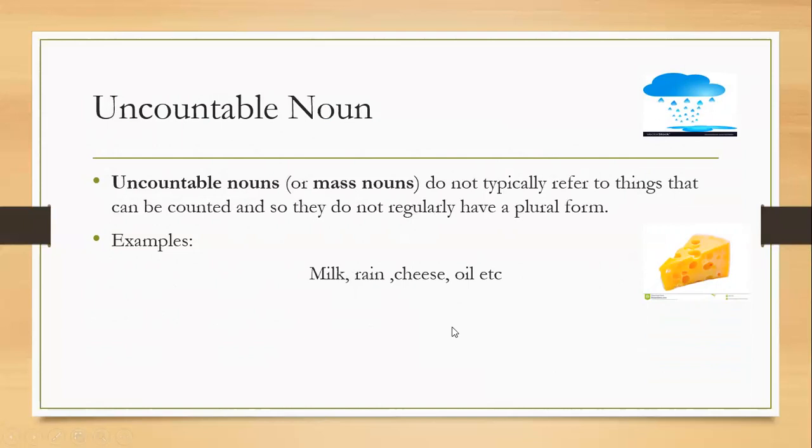Blood. We cannot call it as bloods. We can count it as one drop of blood, two drops of blood. So here we are not counting blood. Here we are not counting slice. We are not counting rain. We are counting drops of blood. We are counting slices of cheese. Hope so you have understood it.